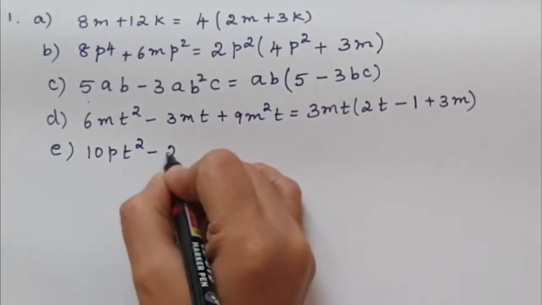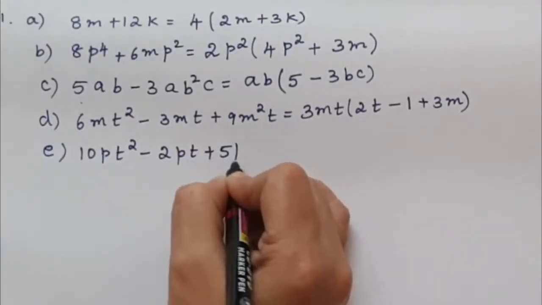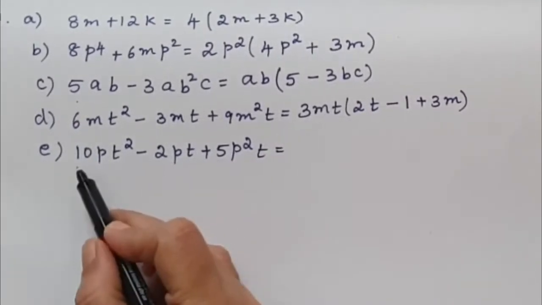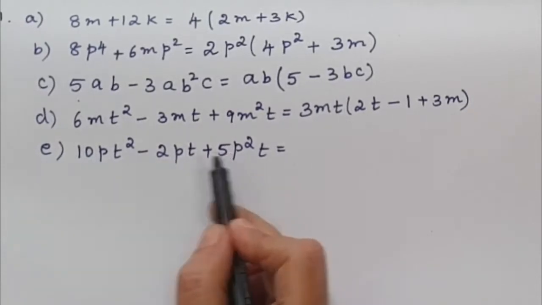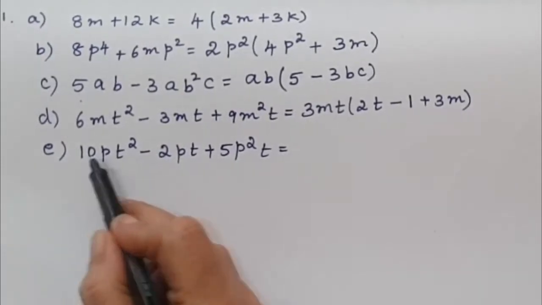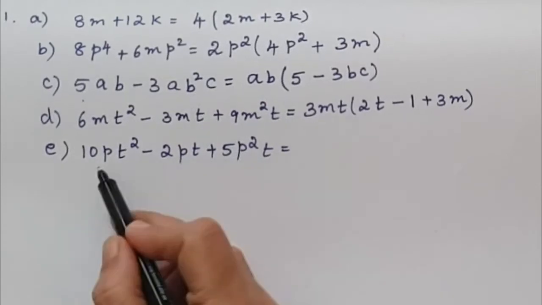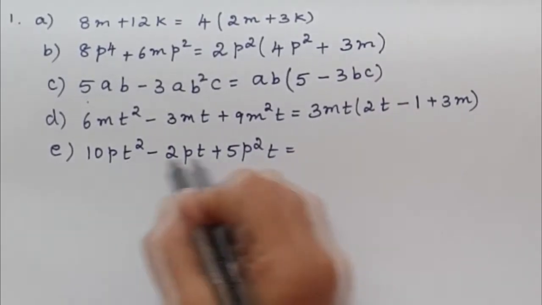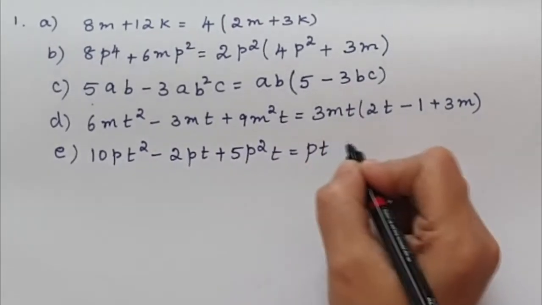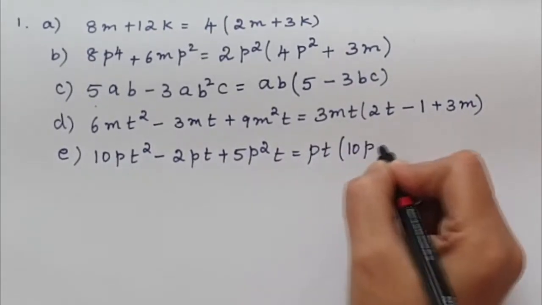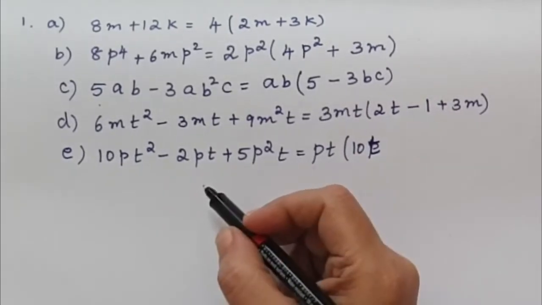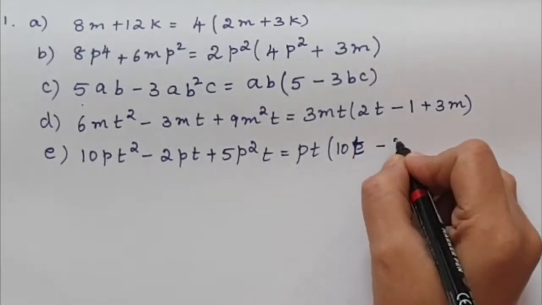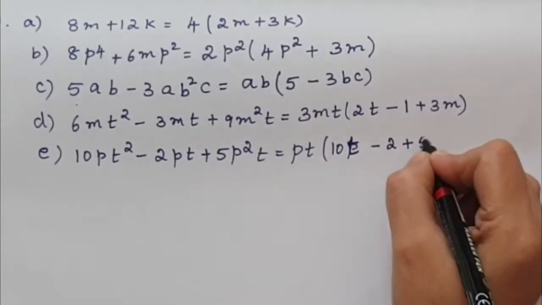10pt squared minus 2pt plus 5p squared t. Here, no number is common. 5 is common for two of these, 2 is common for two of these numbers, but all three numbers don't have the same common factor. So we cannot remove the number, only the alphabets are common. So remove those alphabets pt. So it will be 10t, because it's 10pt squared. So it is pt times 10t minus 2 plus 5p.